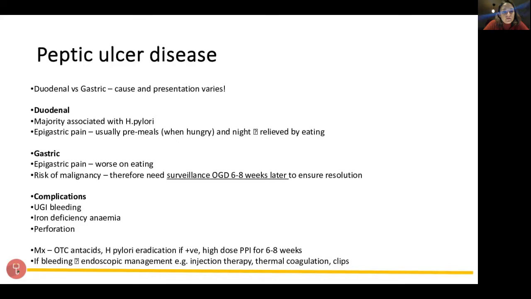So once you treat people for peptic ulcer disease, with H. pylori eradication therapy if they're positive, or high dose PPI, then you need to do a surveillance OGD to ensure that it's resolved. Complications of peptic ulcer disease include upper GI bleeding, iron deficiency anemia, and perforation.